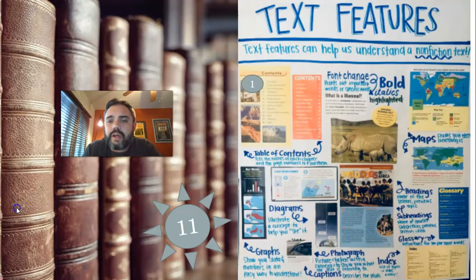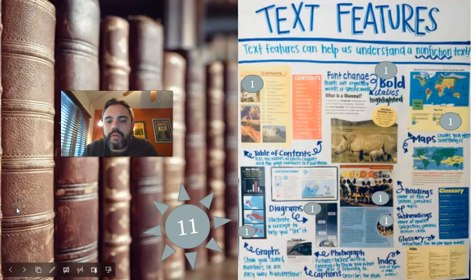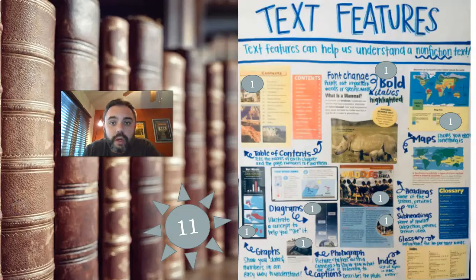We got table of contents. We got some font changes. We're going to be talking about maps. We're going to be talking about headings, subheadings. We're going to be talking about diagrams. Those are pretty cool. We're going to be talking about graphs, which are also really cool. We're going to be talking about photographs, captions. We're going to be talking about something called a glossary. A glossary's friend, the index. Boom. We're going to be talking about a lot of stuff today.